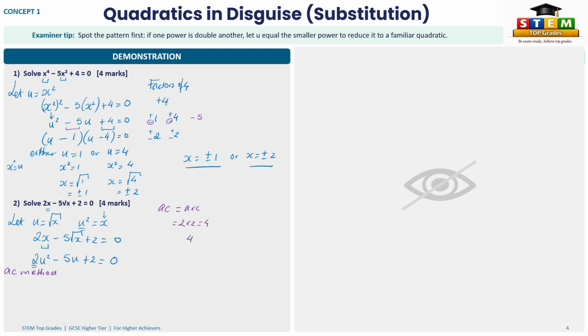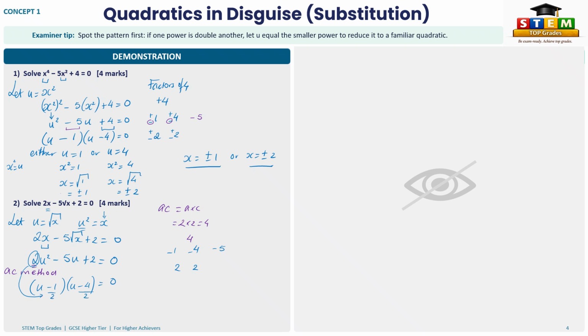So the factors of 4 are 1 and 4, 2 and 2. And in that case, we're still looking for a negative 5. So we worked it out. It was going to be minus 1 minus 4, which gives us minus 5. Therefore, we're going to write u minus 1, u minus 4. However, because we've got that 2 over here, we're going to divide that by 2. We're also going to divide that by 2.